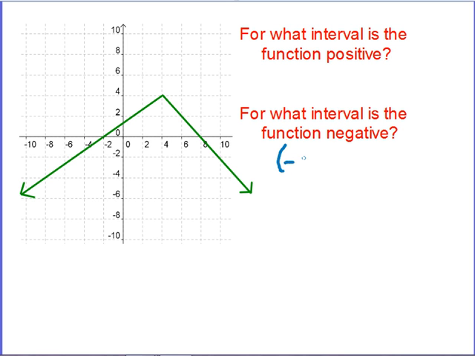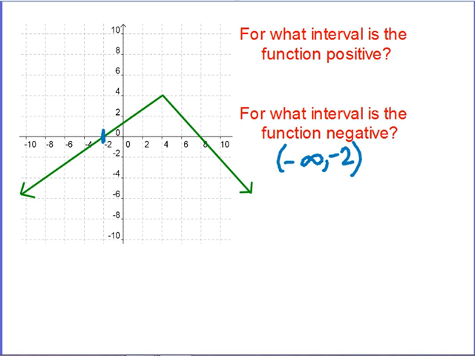So I'm going to say clear out at negative infinity. Starting at negative infinity, my function's negative. And where does it stop being negative? Right here at negative 2. That's where my graph goes from being below the x-axis and starts being above the x-axis. So from negative infinity to negative 2, my function's negative.